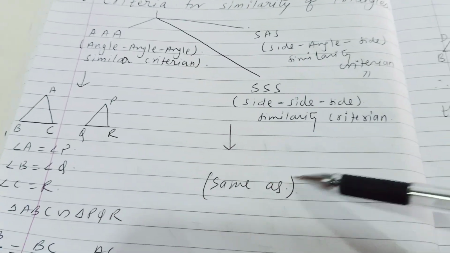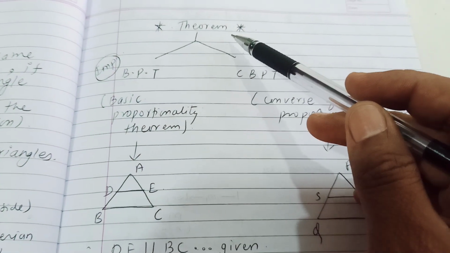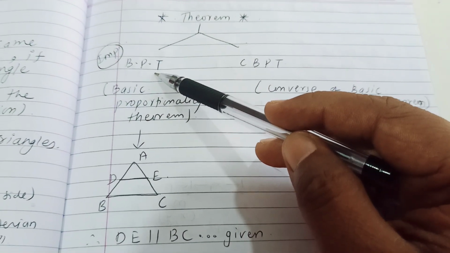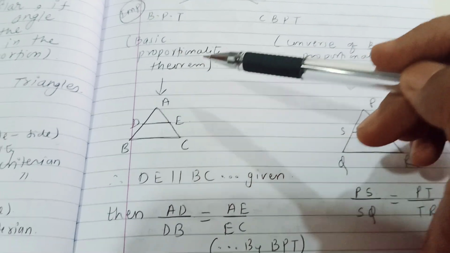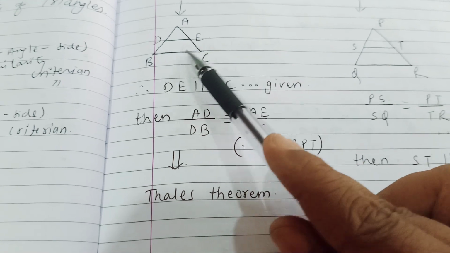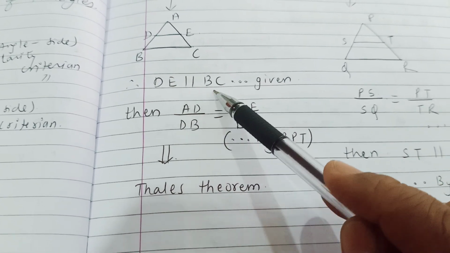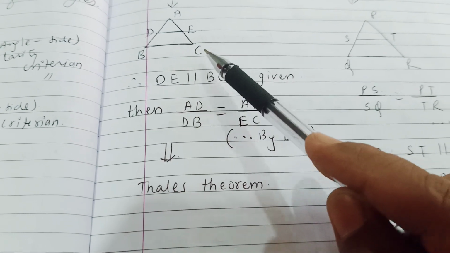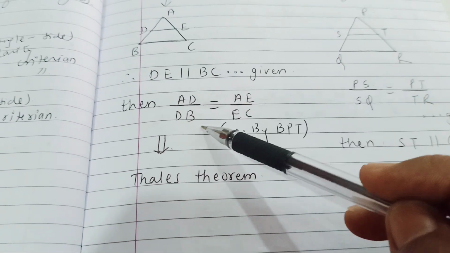And the same as that we can say. Okay, and now there will be the theorems, like the theorem BPT, that is very important. I have written also on important BPT, basic proportionality theorem. So in this basic proportionality theorem you have to remember this thing: DE is always parallel to BC. If DE is parallel to BC, then you can write that AD upon DB is equal to AE upon EC, like this.